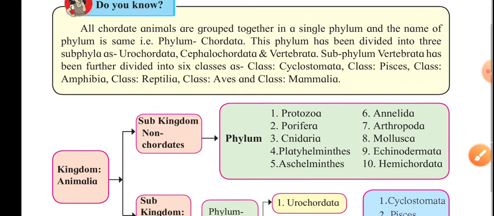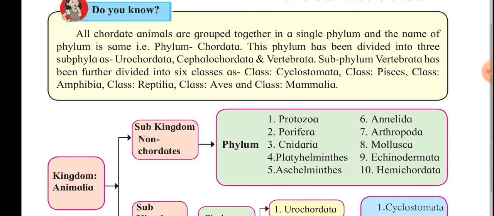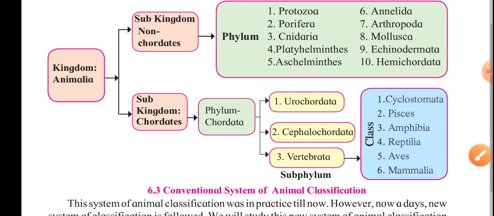Then all chordate animals are grouped together in a single phylum, and the name of the phylum is the same, that is phylum Chordata. This phylum has been divided into three subphyla: Urochordata, Cephalochordata, and Vertebrata. Subphylum Vertebrata has been further divided into 6 classes: Cyclostomata, Pisces, Amphibia, Reptilia, Aves, and Mammalia. So we are going to see this in further detail.